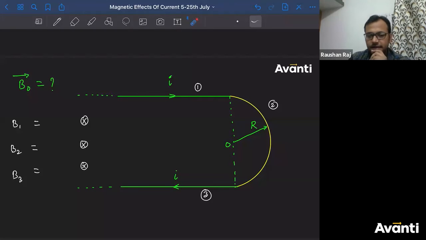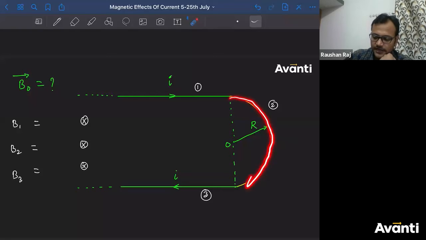Chetan, write your approach in the chat box. How do you find direction of magnetic field line because of a semicircular wire? And Vijay Lakshmi, you tell me, how do you find direction of magnetic field line because of a semi-infinite wire? Semicircular wire: direct your right hand fingers along the direction of current. Curl your right hand fingers along the direction of current. If you curl it, in which direction will your thumb be going?